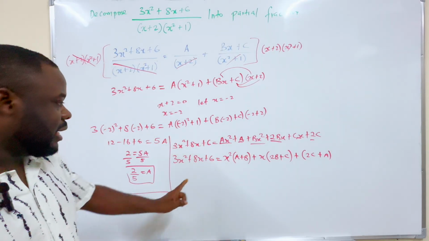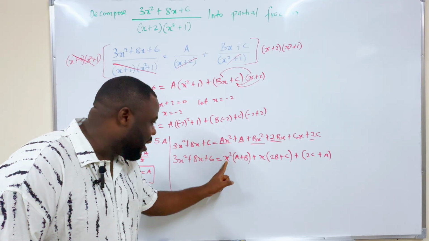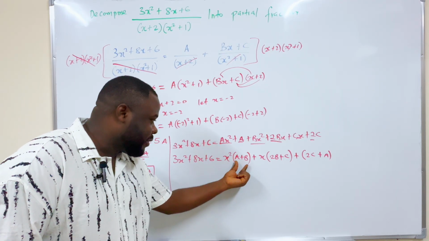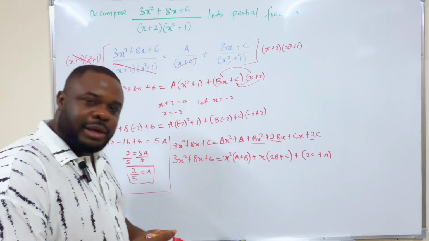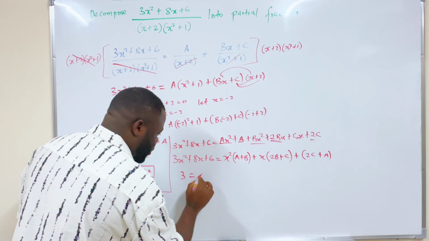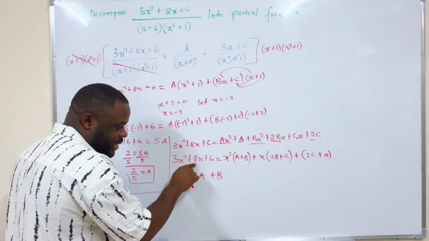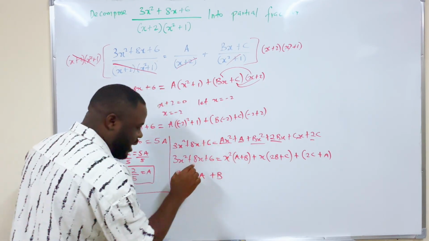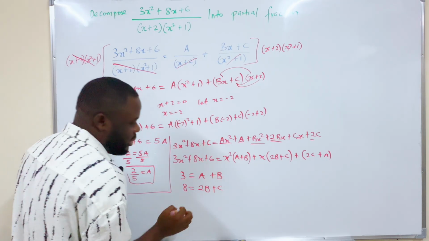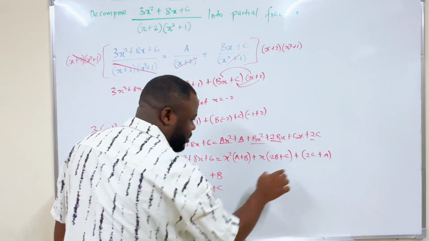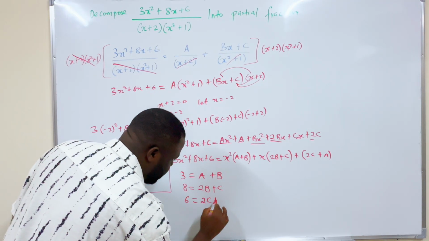All right. So when you are looking at these two equations, you find that we have 3x squared, and I will have x squared with this coefficient. So we can easily say that 3 equals a plus b. Now we can also say that 8x, and we also have x here, so 8 equals 2b plus c. Then 6, which is the constant, represents this constant. So we say 6 equals 2c plus a.